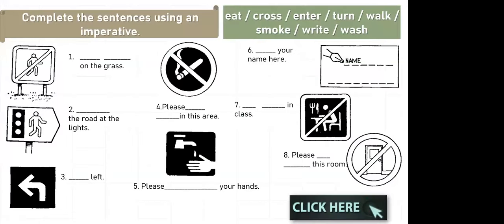Some do's and some don'ts. Let's take a look at this exercise here, guys. I want you to look at the signs that we have next to the sentences, and we are going to use the verbs that are here on the right. We have the verbs eat, cross, enter, turn, walk, smoke, write, and wash. So let's take a look at the first sentence here.